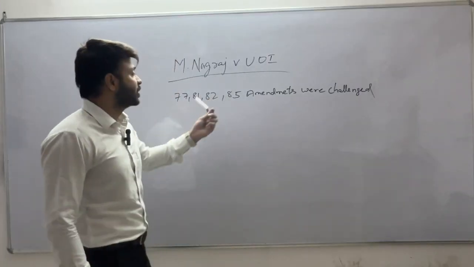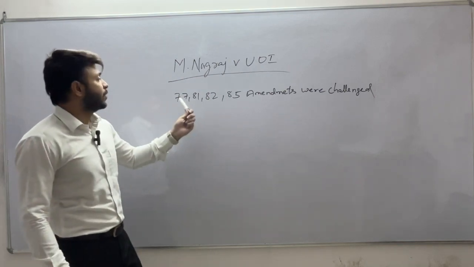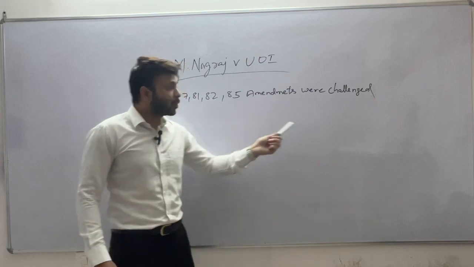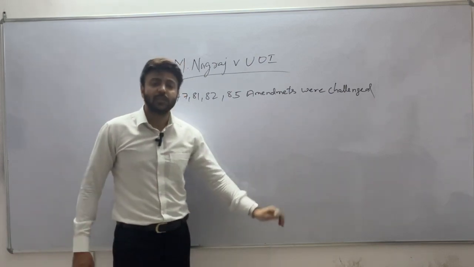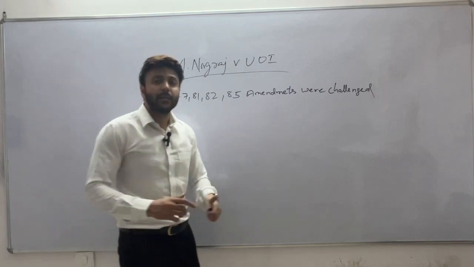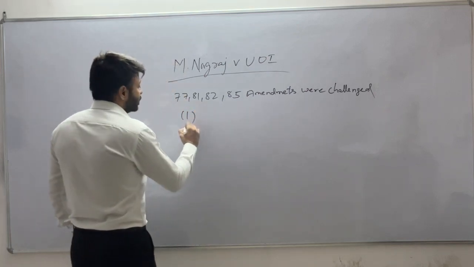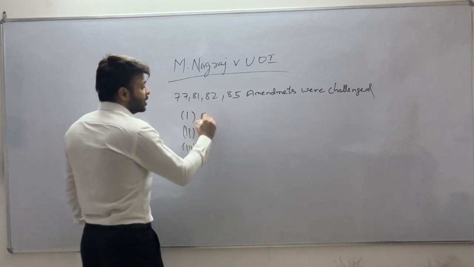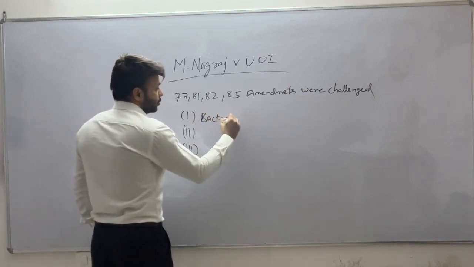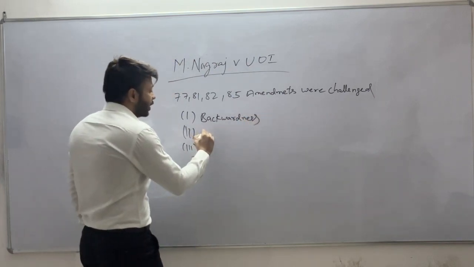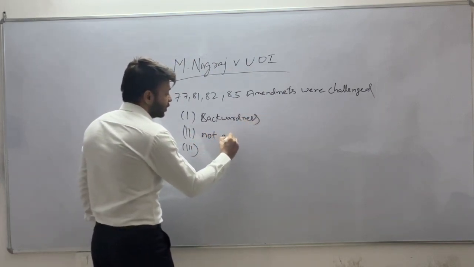In M. Nagaraj versus Union of India, the 77th, 81st, 82nd, 85th amendments were challenged. But the court held that all these amendments are valid. There can be reservation in promotion. But it held that there are 3 points which the states need to prove. That there is backwardness, first point, and they are not adequately represented.